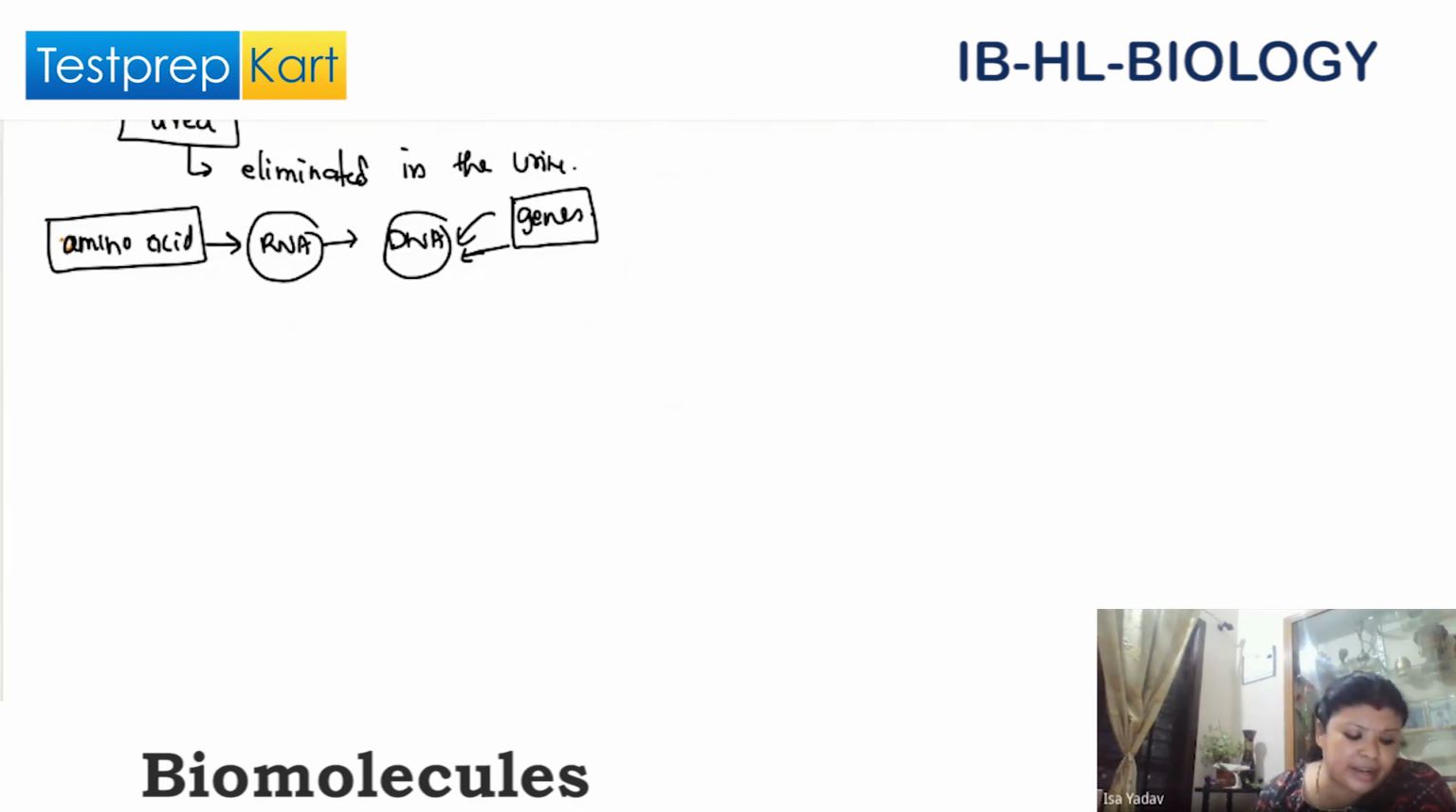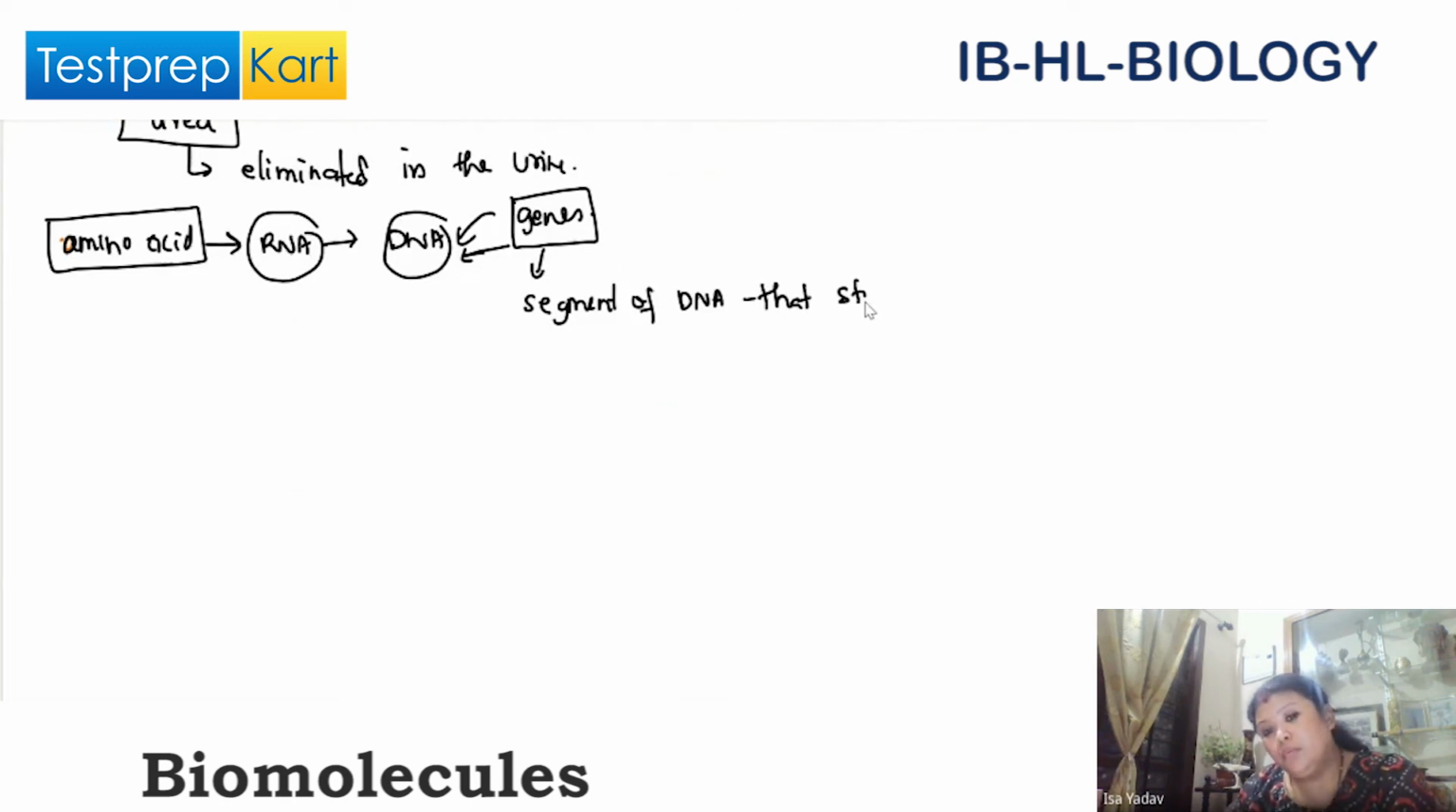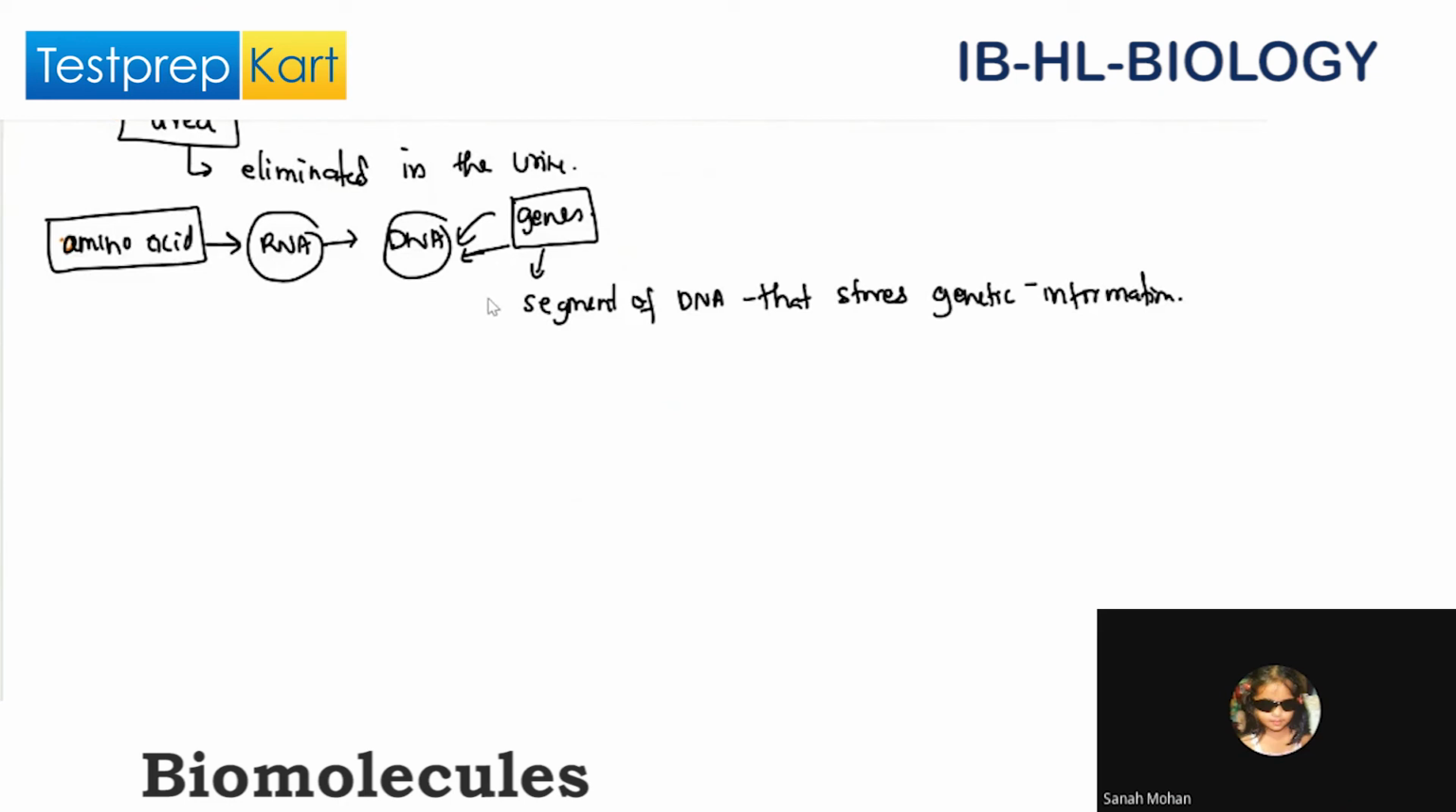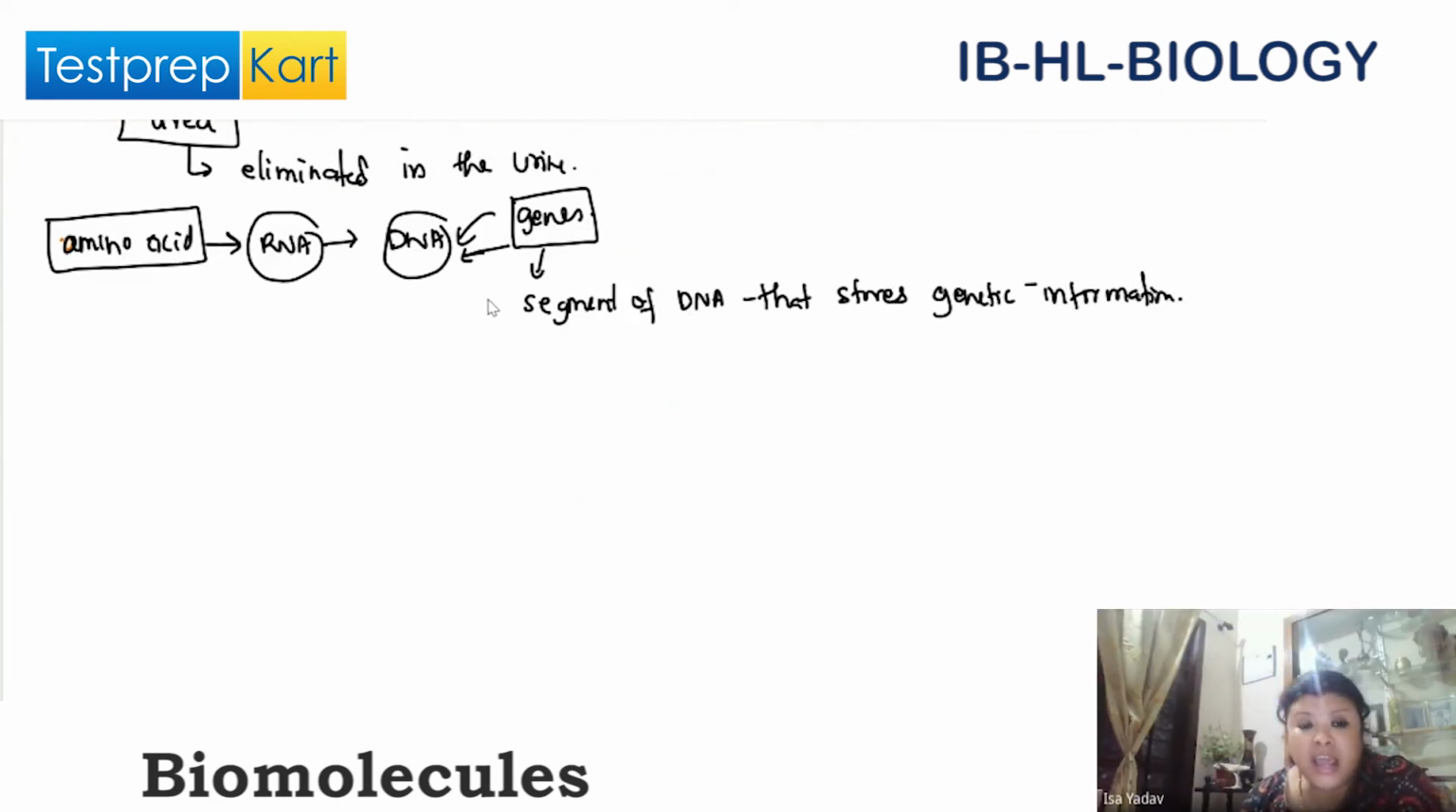So for example, we are talking about genes here. What are genes? Genes are nothing but segments of DNA that store genetic information. So which amino acids will be produced is governed by the genes. Many genes will code for many amino acids, and many amino acids will join to form the proteins.